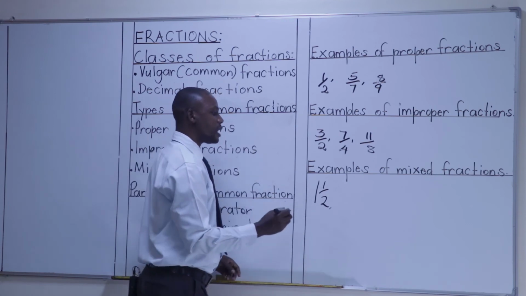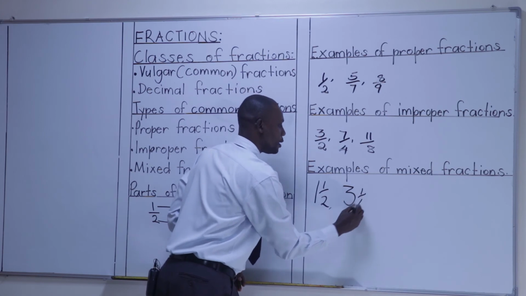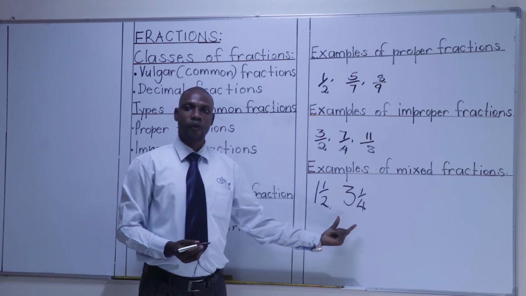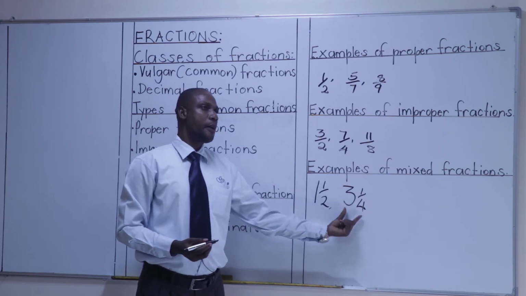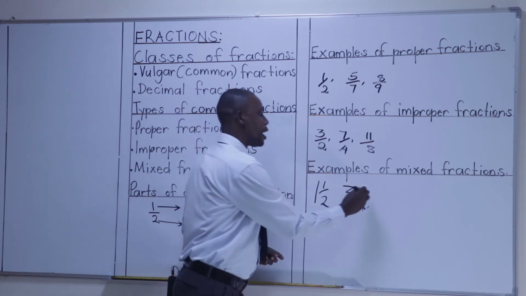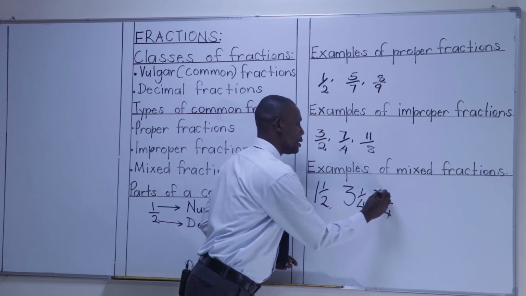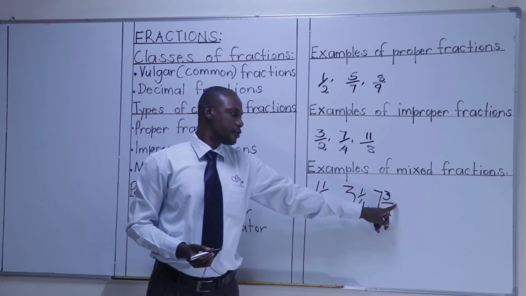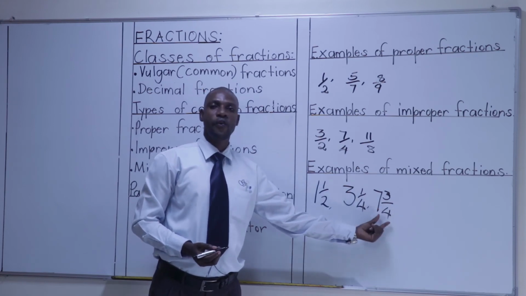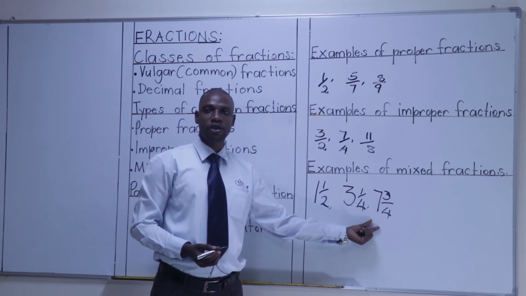Let's look at another example. We can have 3.25. 3 is a whole number, a quarter is a proper fraction. When they are combined, we get a mixed fraction. We can again look at another example where we have 7.75. 7 is a whole number, 3/4 or 3 out of 4 is a proper fraction. When they are combined, we get a mixed fraction. So these are some of the examples of mixed fractions.